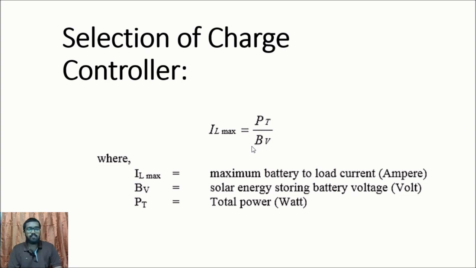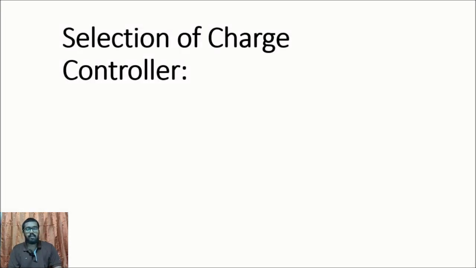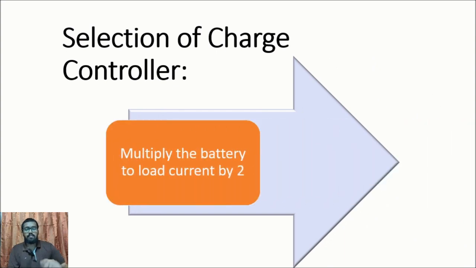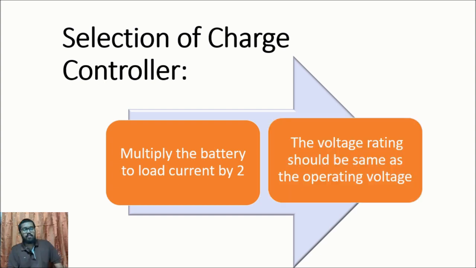Then we have to follow two steps. First of all, you have to multiply the battery to load current by 2 for getting the best charge controller, and the voltage rating of the charge controller will be the same as the operating voltage of your solar home system. So you can get your charge controller in the market by this rating.